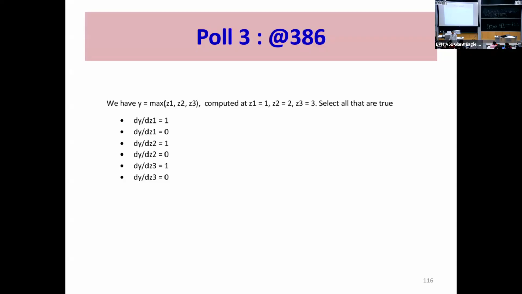Okay, Duskull. What's the answer to the previous question? The second choice and the fourth choice and the fifth choice. Right. So Z1 is not the maximum, so the derivative is 0. Z2 is not the maximum, the derivative is 0. Z3 is the maximum, the derivative is 1. The rest of them are 0, right? So very good. Anyway, questions so far?